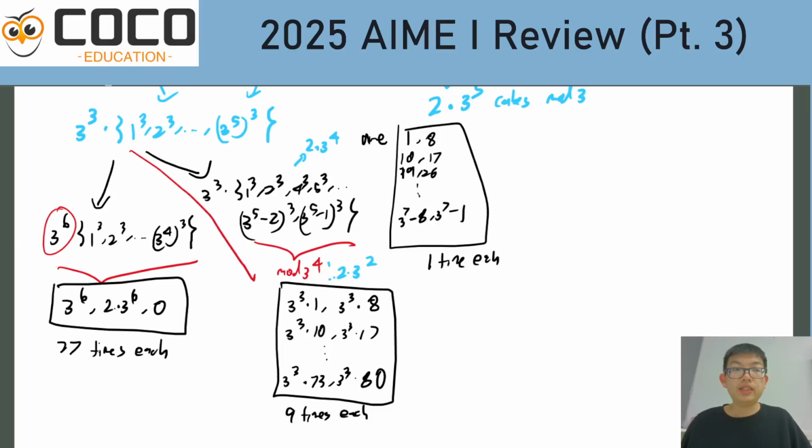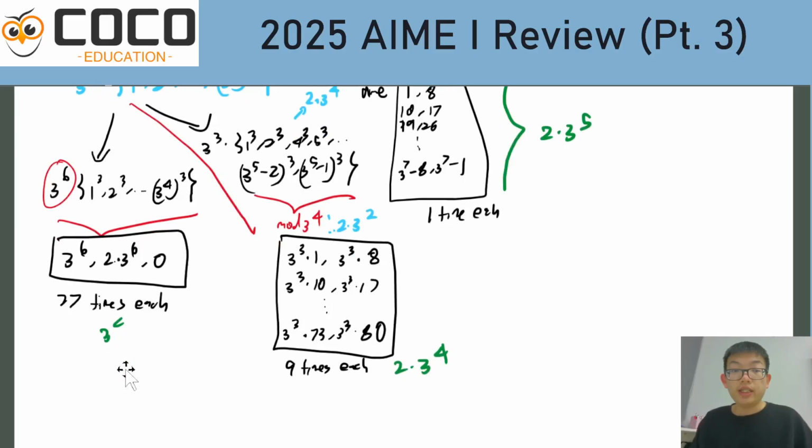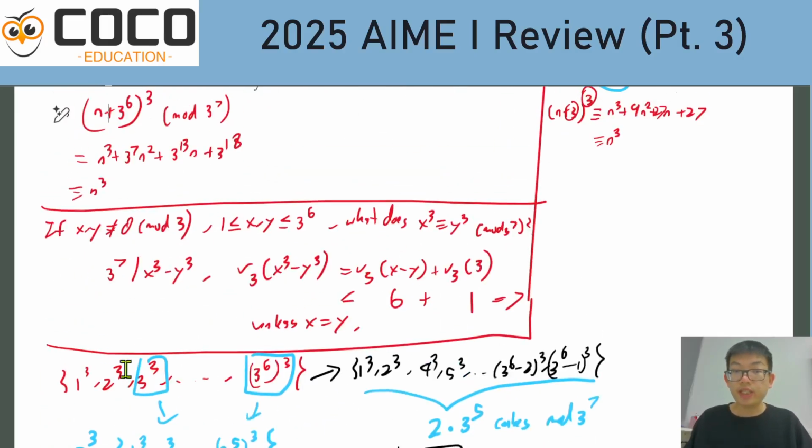So here, I have 2 times 3 to the power of 5. Here, I have got 2 times 3 squared times 3 squared. So that's 2 times 3 to the 4. And this one, I have got 3 to the 4. Okay, yeah, so that adds up to 3 to the power of 6.